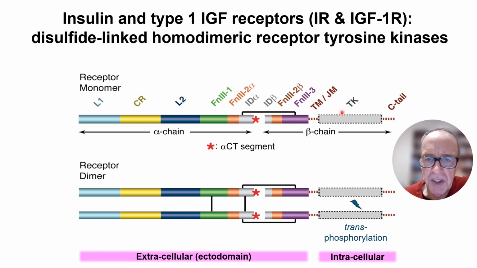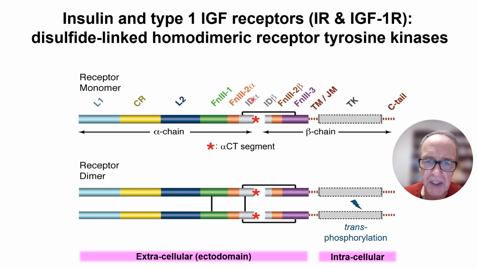Most of the beta chain lies within the cell, so that's the intracellular segment that contains the tyrosine kinase domain. There's the transmembrane and juxtamembrane segments, and phosphorylation is believed to occur within this system. Within the extracellular portion, the ectodomain, there are a set of domains: the first and second leucine-rich repeat domains, a cysteine-rich region, and three type 3 fibronectin domains, FN3-1, FN3-2, and FN3-3.